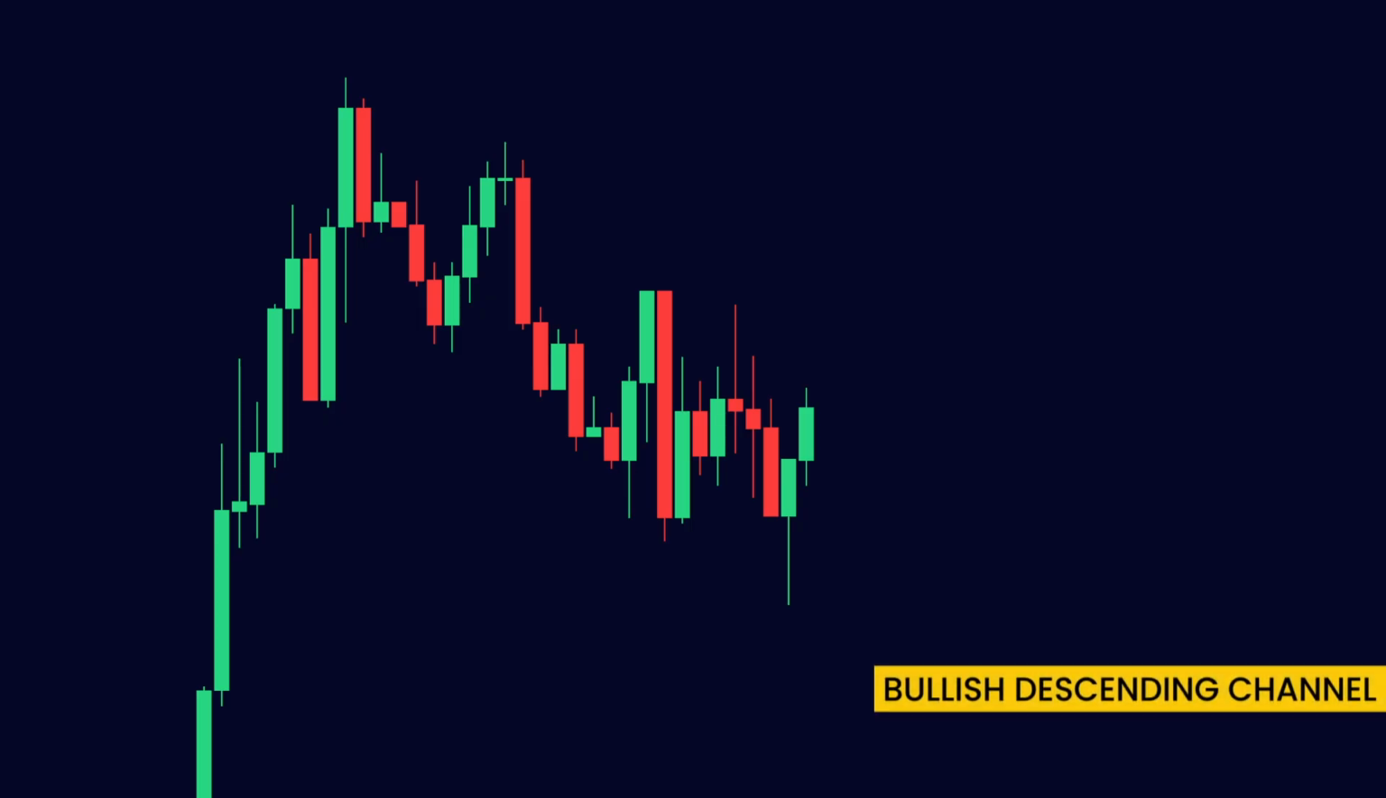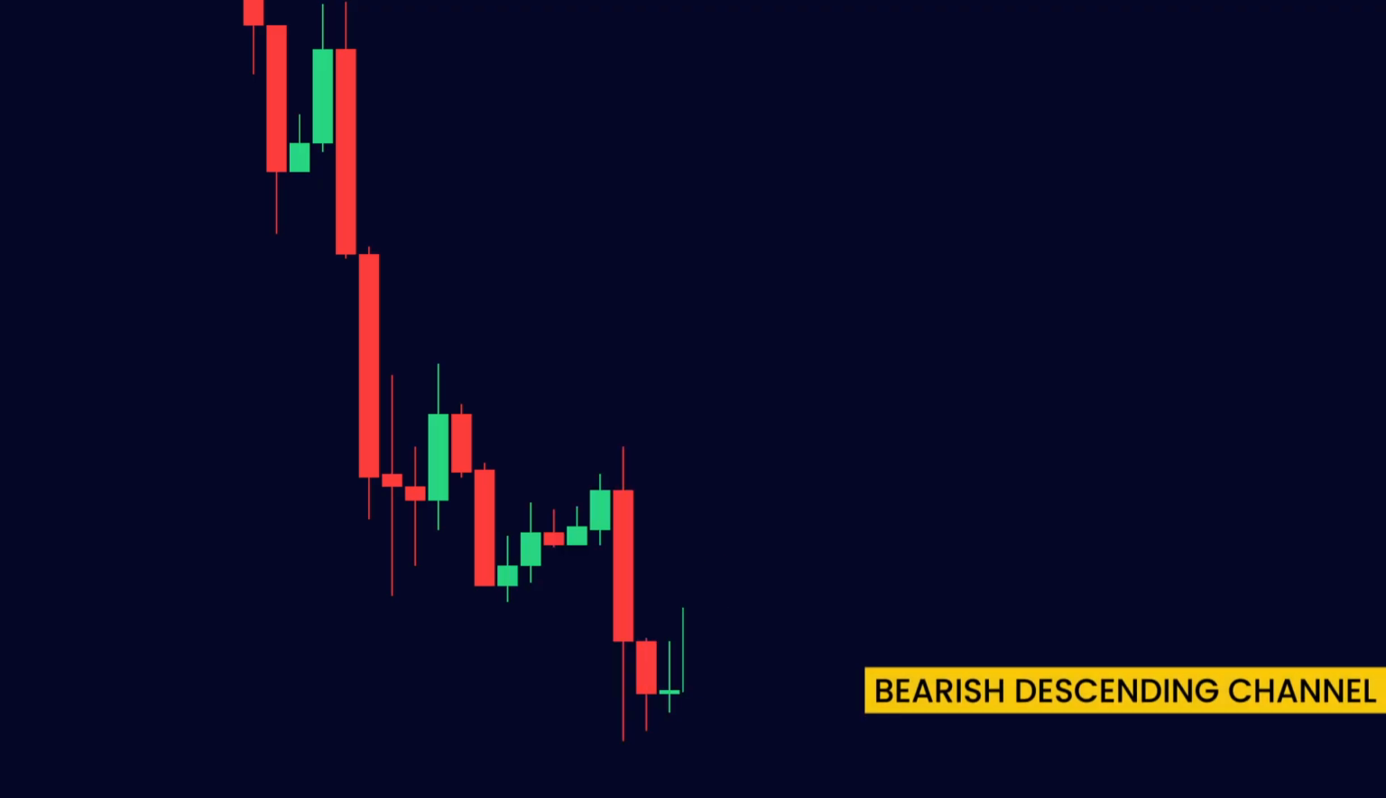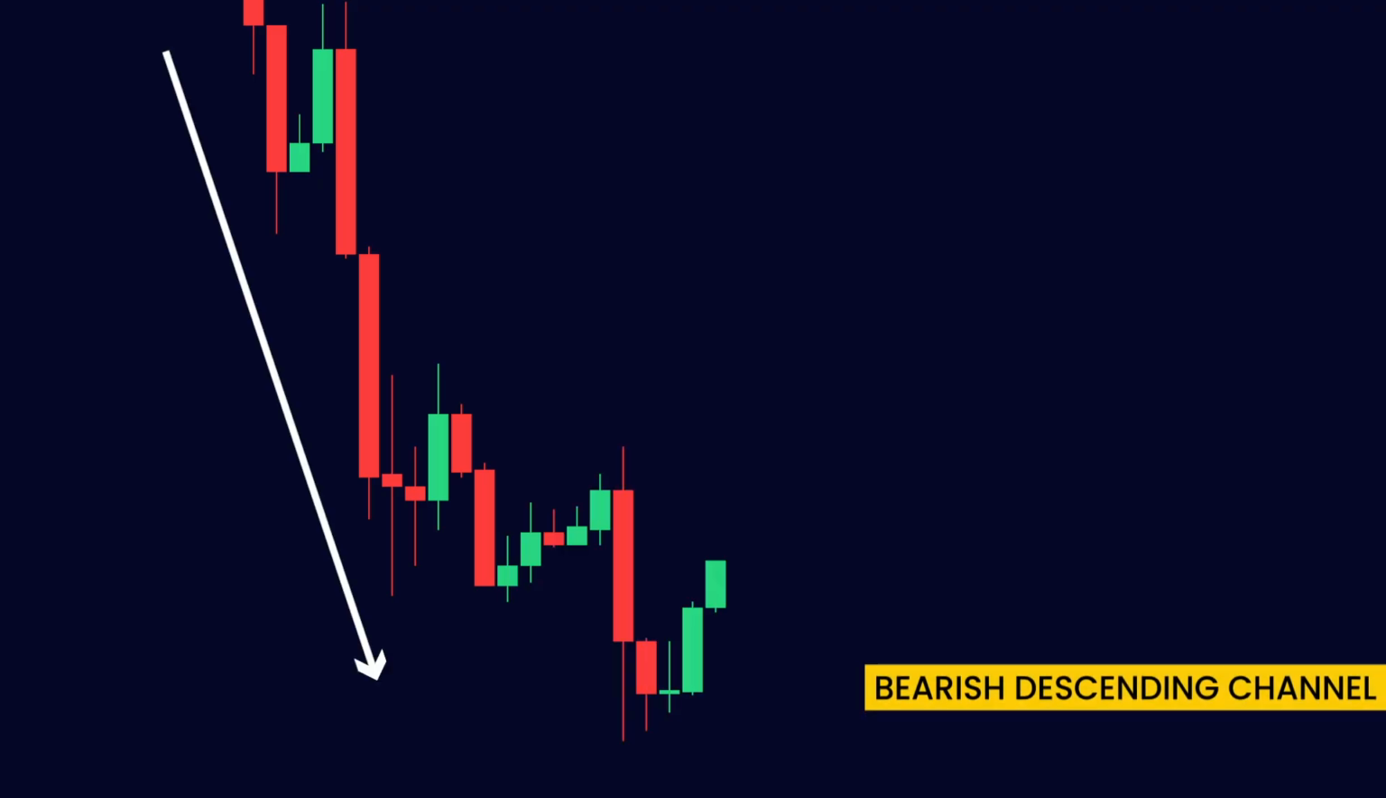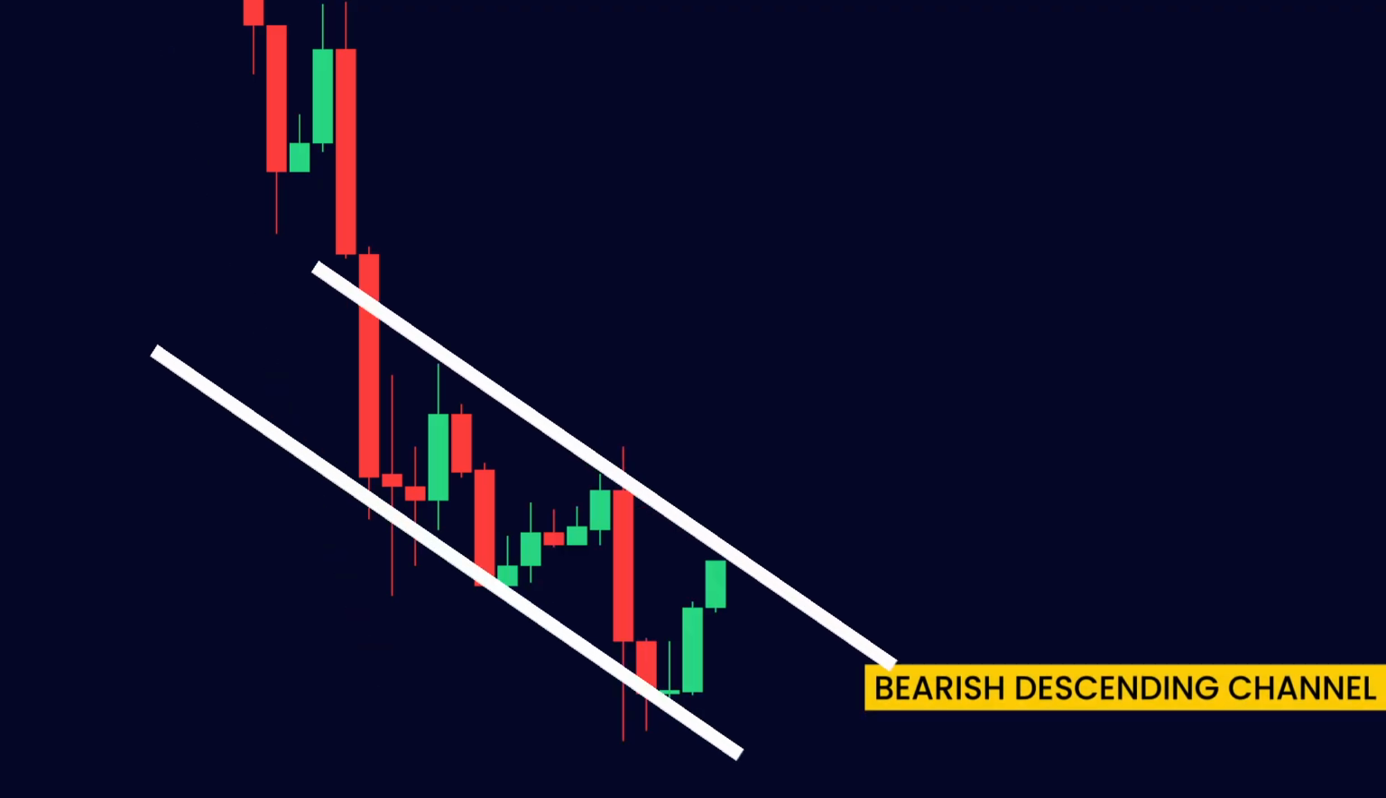A bullish descending channel starts with an uptrend before forming. A bearish descending channel begins with a downtrend, then the pattern appears.